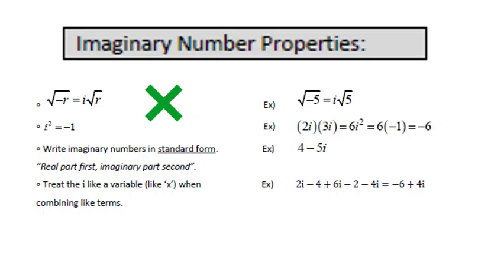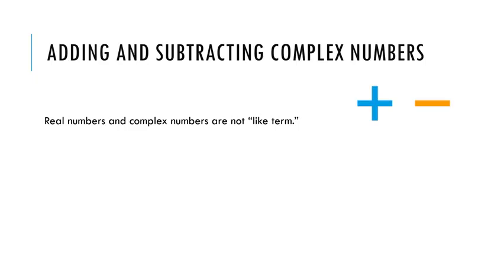And then we've got this negative 4, negative 2. Negative 4 minus 2 is negative 6, which we have right there. And this is in standard form. The real part will come first, imaginary part comes second. Okay? All right, so adding and subtracting complex numbers. Remember, we're looking for like terms.